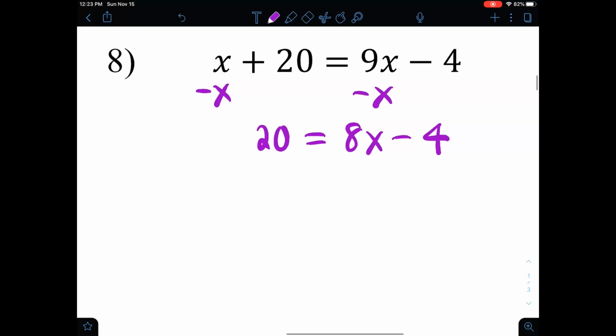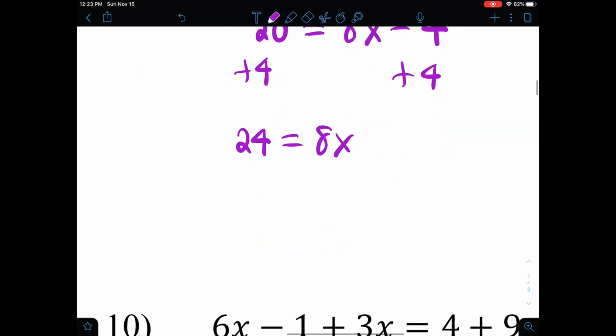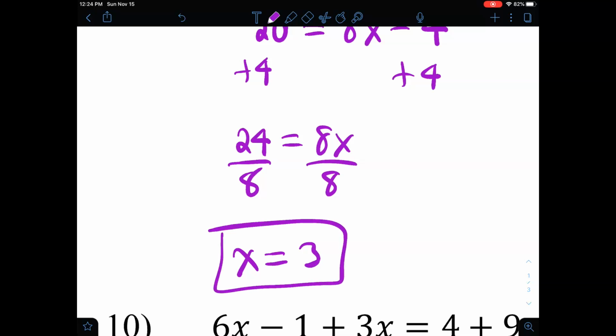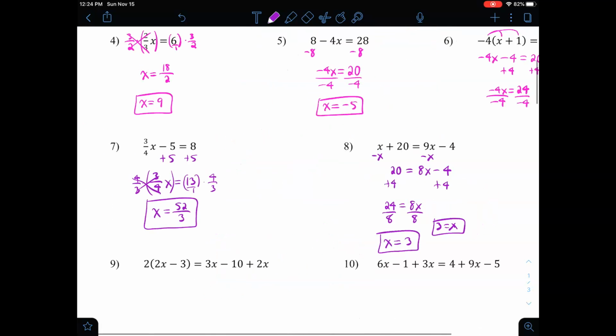All right, so now the variables are alone on one side. Now we need to get those variables by themselves. How do we get that 8x by itself? Well, it's subtracting 4. How do we undo subtracting 4? Well, we're going to add 4 to both sides. So we get 20 plus 4 equals 8x. Last step to solve for x, to get rid of that multiplying by 8, we're going to divide by 8 on both sides. So x is going to be equal to 3. Or 3 equals x. You can also write it like this if you wanted to. Either way is totally fine.